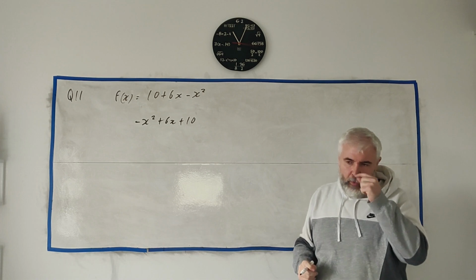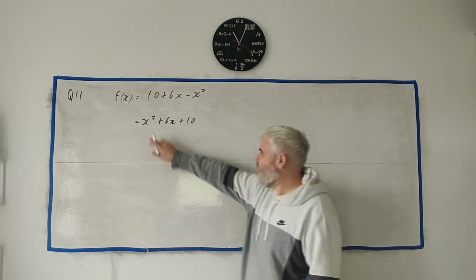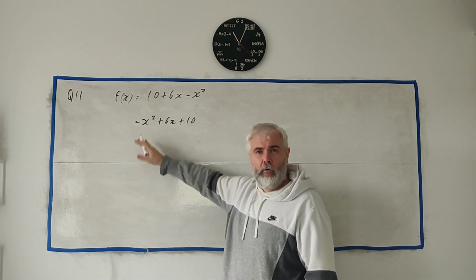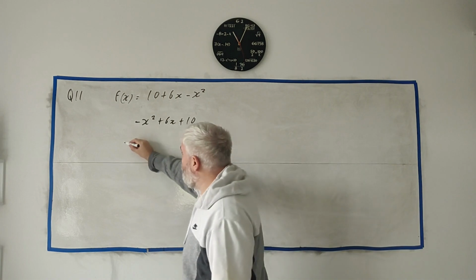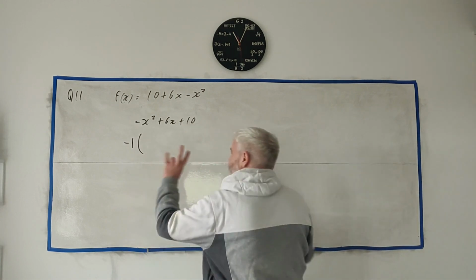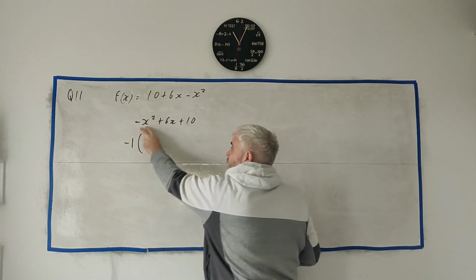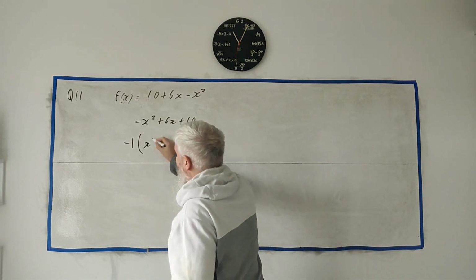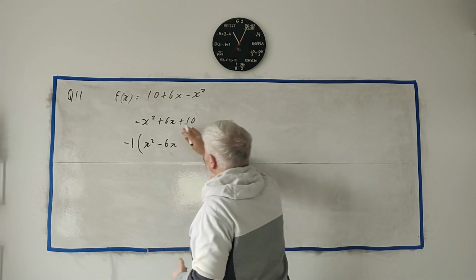When you're completing the square, you don't have to do this, but I would advise just change this number to a 1 whenever you can. In this case, it means taking minus 1 outside. So we'll deal with this later on, and we'll just work from this. If we take a minus 1 out of this, we get x squared. If we take minus 1 out of a 6x, we get minus 6x. Take minus 1 out of 10, we get minus 10.